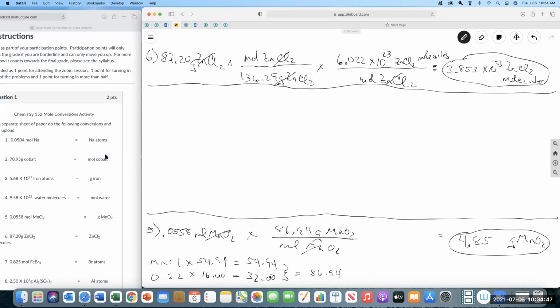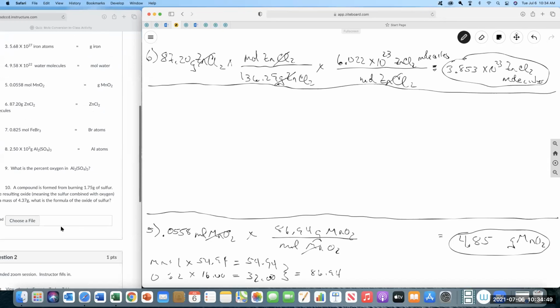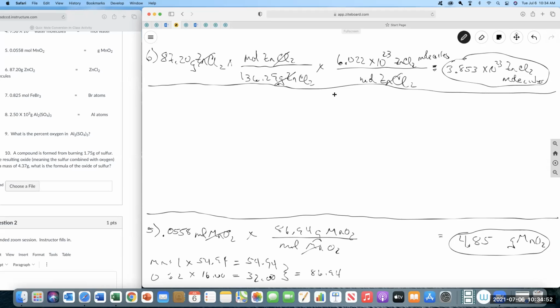All right, let me just scroll this up a little bit. Okay, number 7. No matter whether you're thinking forwards or backwards, you should always think of it like a map, like we did with unit conversions. Write down what you know. So we're going to start at 0.825 moles of FeBr3. And always write down the units of your answer right away, just so you don't answer the wrong question.